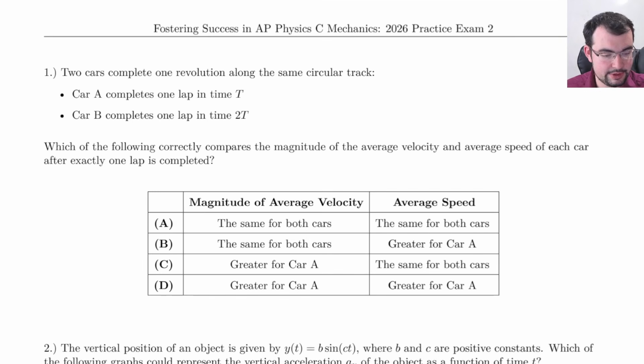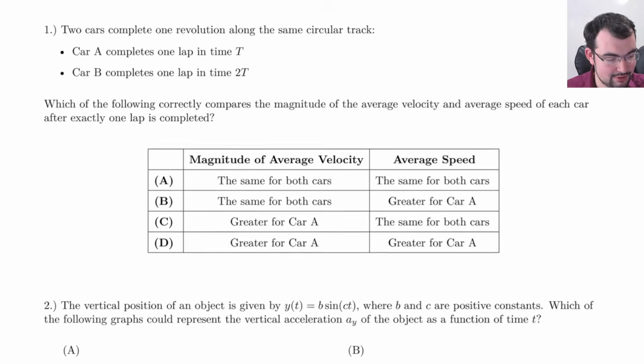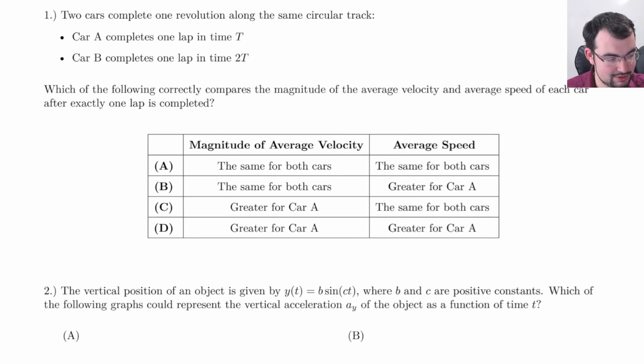Two cars complete one revolution around the same circular track. Car A completes one lap in time t. Car B completes one lap in time 2t. Which of the following compares the average velocity magnitude and average speed?